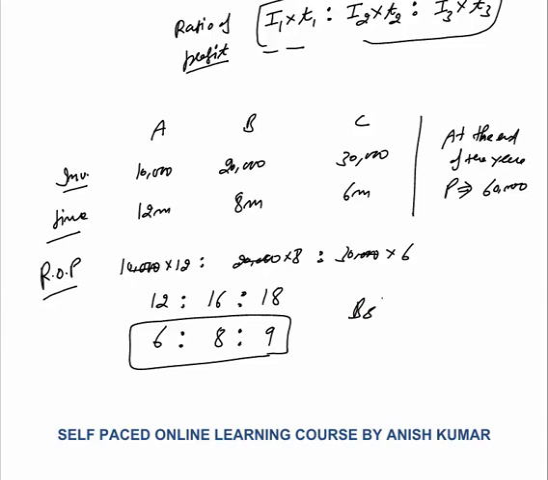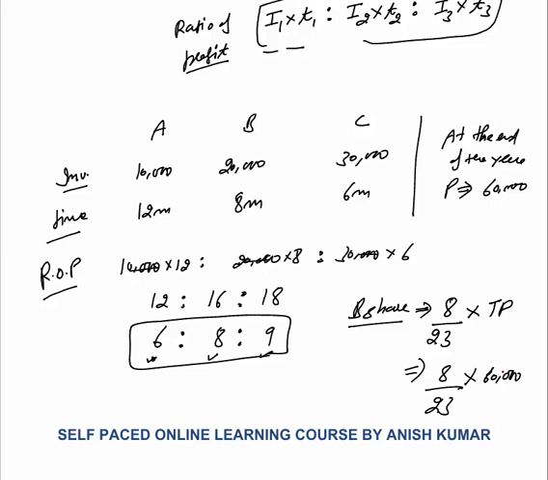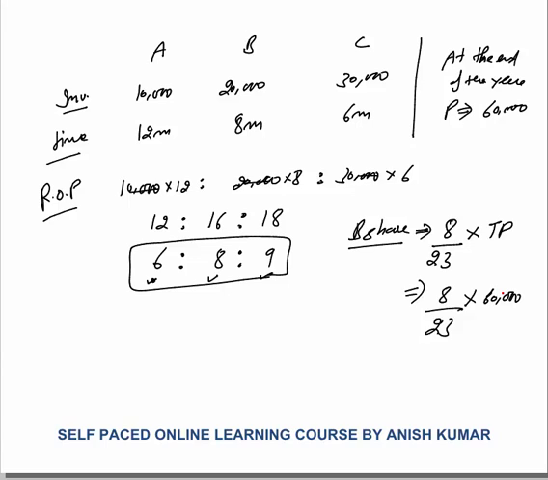And what will be B's share? If I want to calculate what will be B's share in the profit, now total parts are 6 plus 8 plus 9. That is 9 plus 8, 17 plus 6, 23 parts are there, out of which B got 8 parts. So B's share will be 8 by 23 out of total profit TP. Can I say this is equal to 8 by 23 into total profit? I know that this is equal to 60,000. So that much money B will get out of 60,000. So this is the basic of partnership.